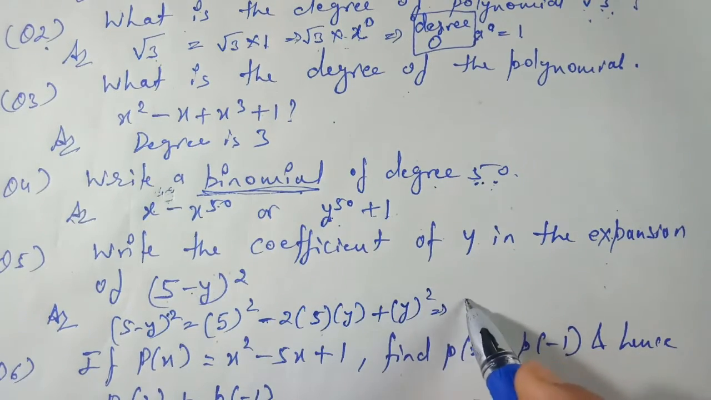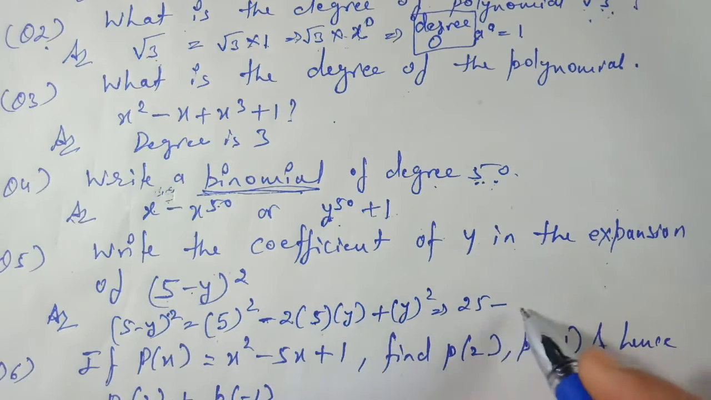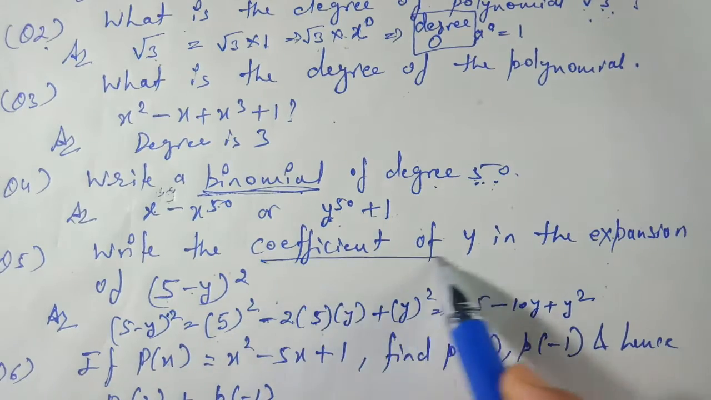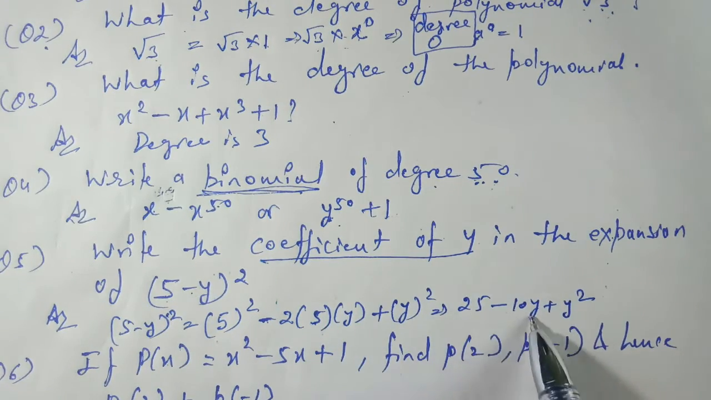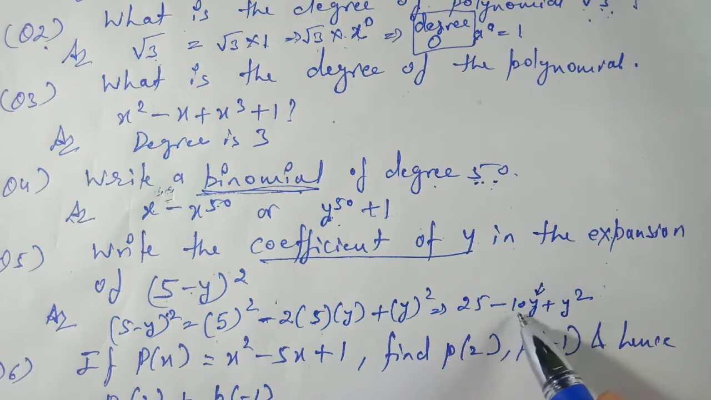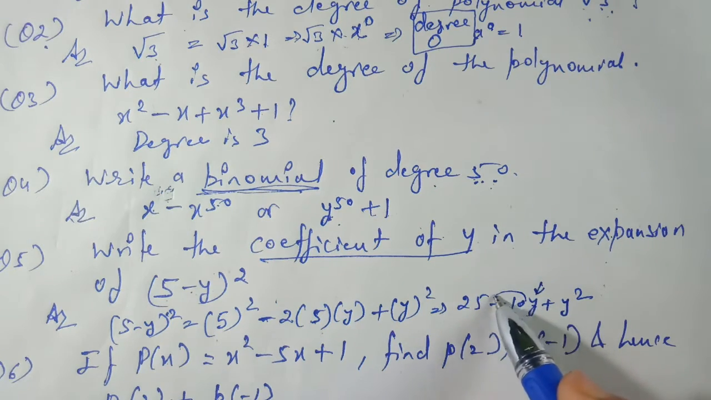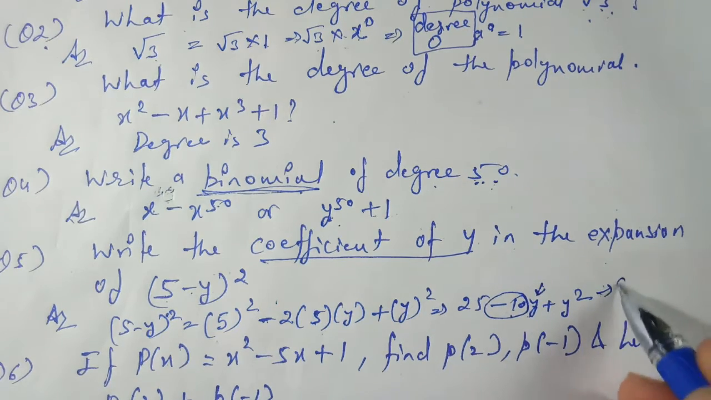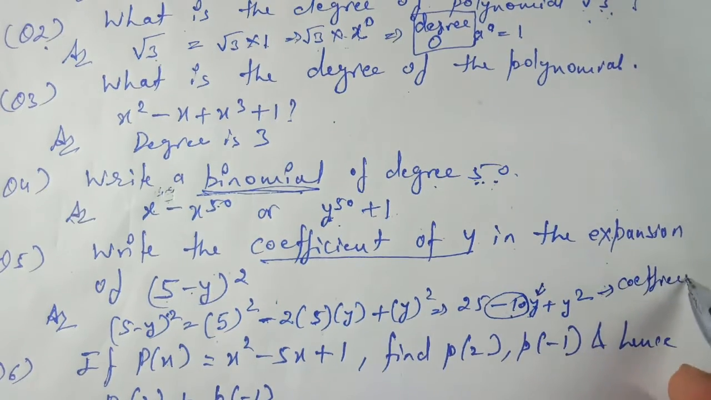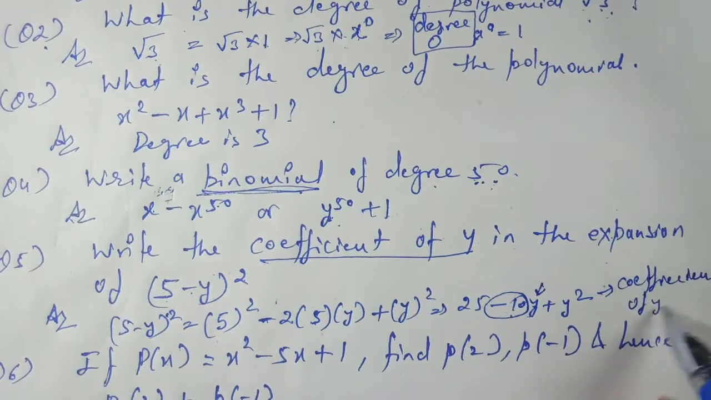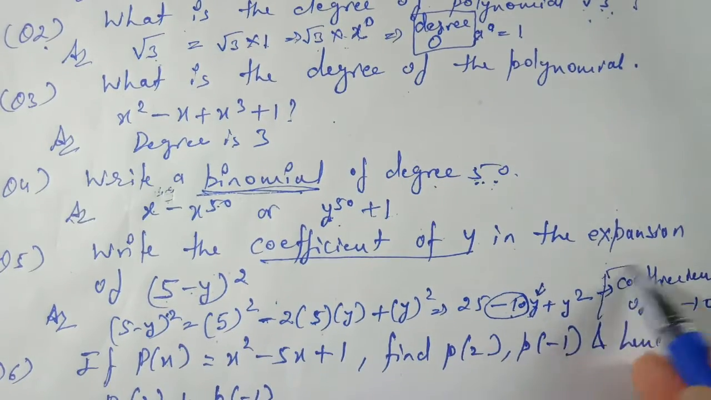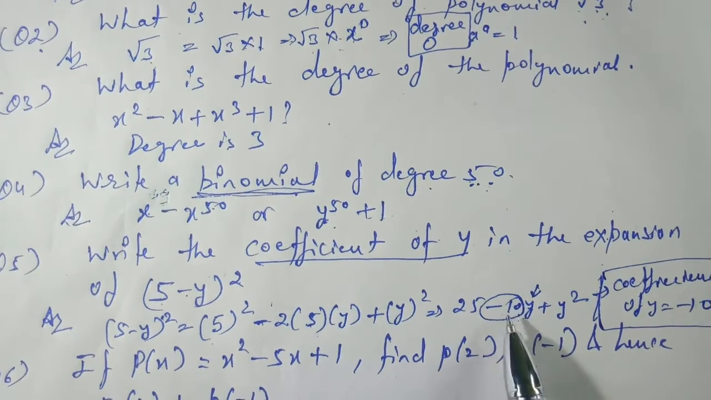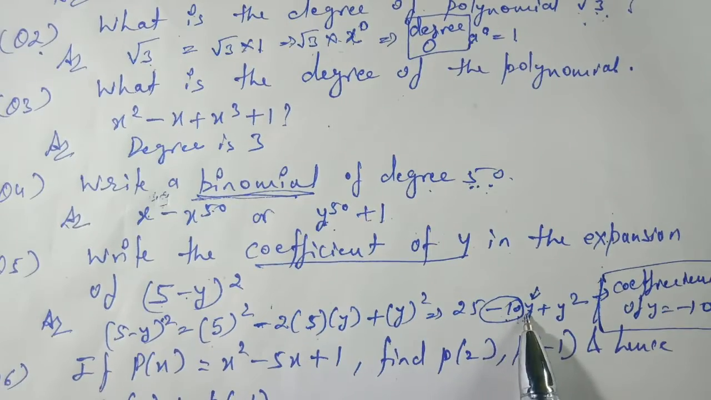So if we solve, 5 5s are 25, 2 into 5 is 10y, plus y square. Now we have to write the coefficient of y. Here the coefficient of y, the numerical value, is minus 10. So we will say the coefficient of y is equal to minus 10. Coefficient means the constant or numerical value of the variable y.